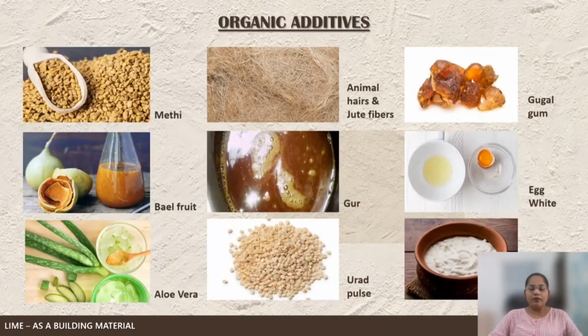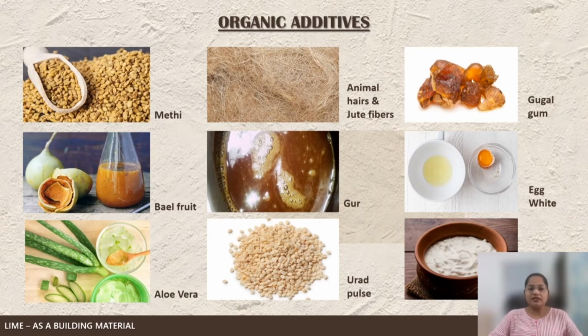Unique practices of making mortar with different proportions of organic matter to impart better workability and waterproofing properties developed across the country. Methi is used as a binder and imparts pesticidal properties to the mortar. Bael fruit is another ingredient used as a binding material in traditional lime mortar, specifically in Maharashtra, and aloe vera is used for enhancing the sticking of the particles to each other. Animal hair and jute fibers were also used to get strength.